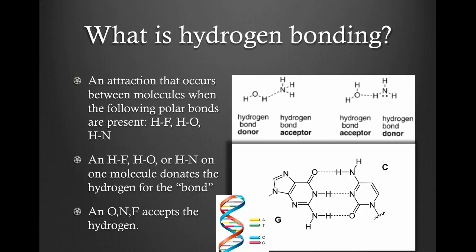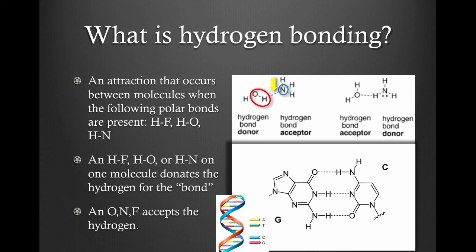So what is a hydrogen bond? A hydrogen bond is a special type of dipole attraction. It occurs only between the polar bonds hydrogen-fluorine, hydrogen-oxygen, and hydrogen-nitrogen. So first we have the molecule with the hydrogen-fluorine, hydrogen-oxygen, or hydrogen-nitrogen bond that donates a hydrogen to the bond. And then we have another molecule that has either an oxygen, nitrogen, or fluorine on it that accepts the hydrogen bond. And then again we see that intermolecular force represented by a dotted line.